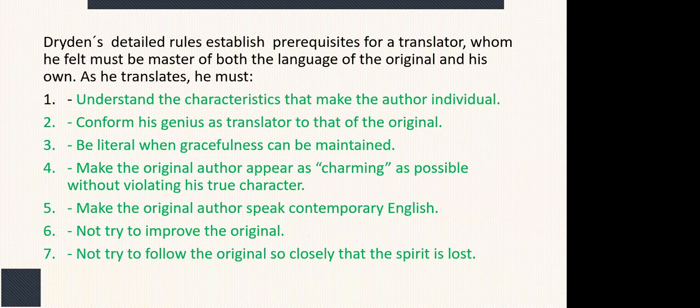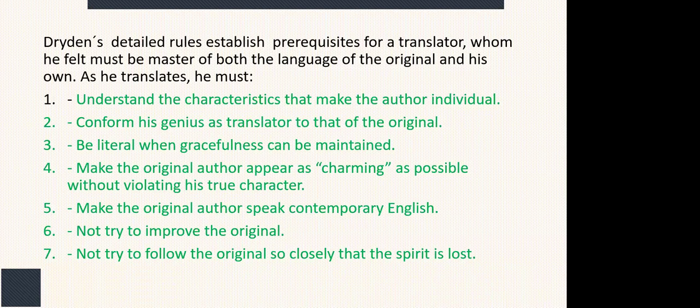So a good translator, probably an interpreter also, should, number one, understand the characteristics that make the author individual, like to know who you are translating or interpreting for. If you don't know anything about this person, then this is just not good. You need to know. This is background necessary for translation.